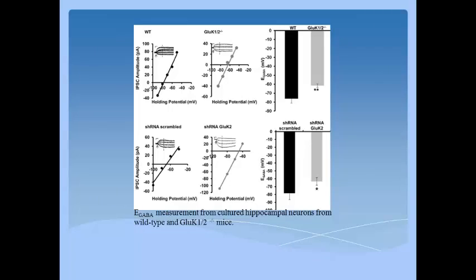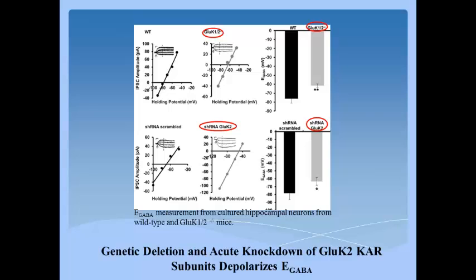When KCC2 activity was measured by recording the reversal potential for GABA, authors found that EGABA was depolarized in glutamate kainate knockout and shRNA-treated hippocampal neuronal cultures. Thus, this study demonstrates the importance of glutamate kainate receptor subunit for the functioning of KCC2 cotransporter.